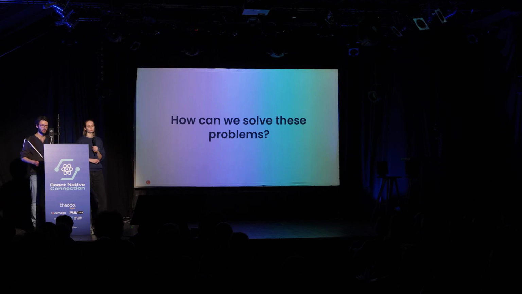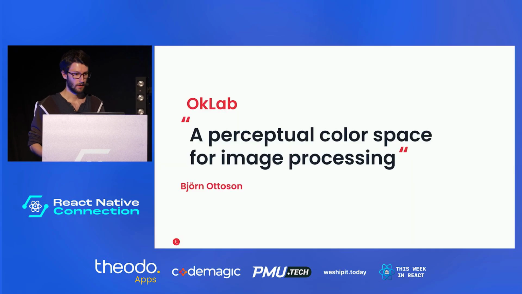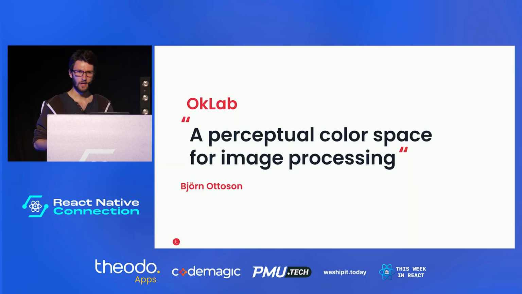So now, how can we solve those two problems, the API problem and the color space problem? Well, for us, the reply was to use OkLab. OkLab is a color space invented by Björn Ottosson, and it is described as a perceptual color space for image processing. So what does it mean?